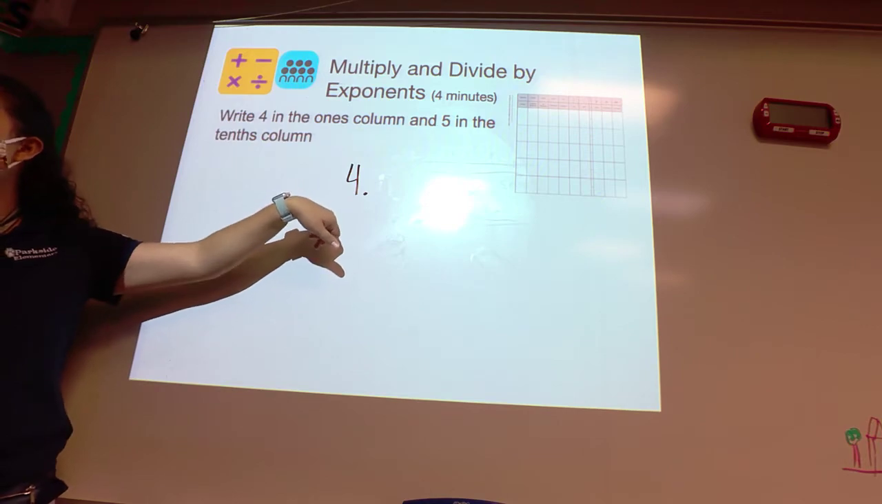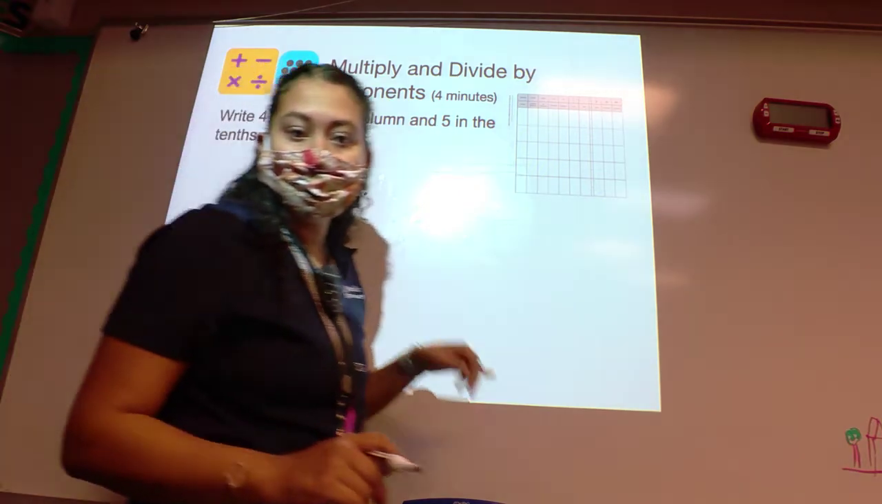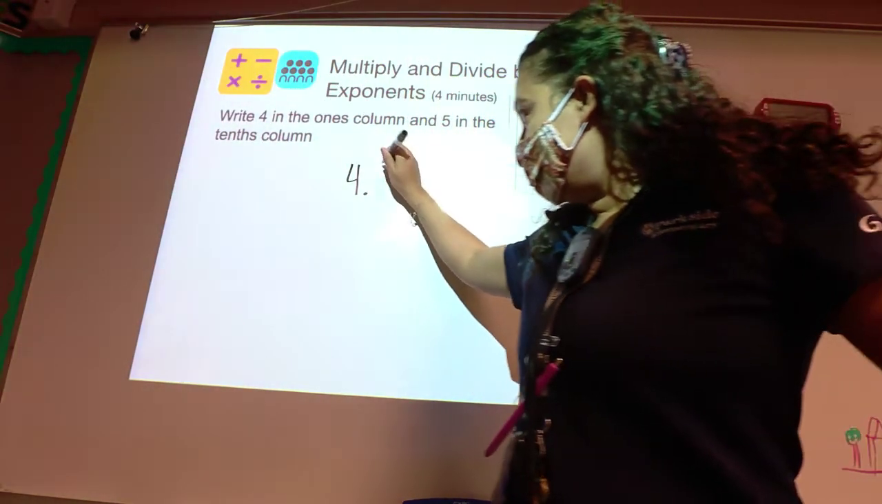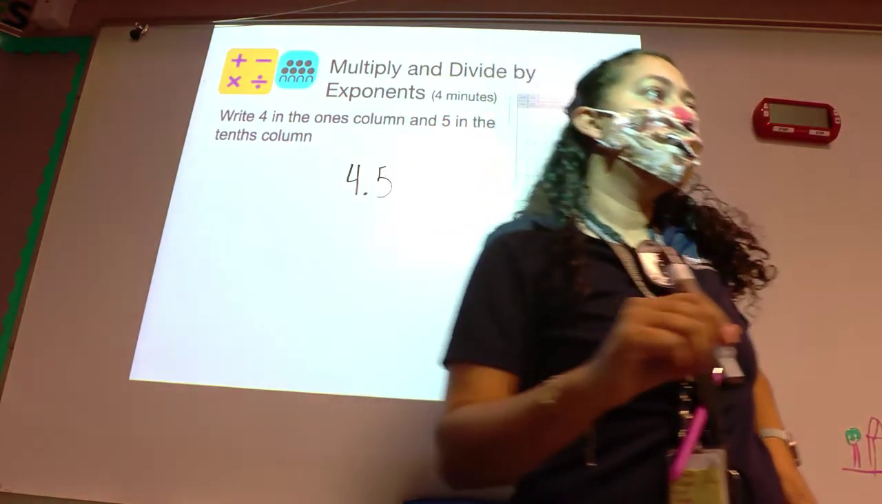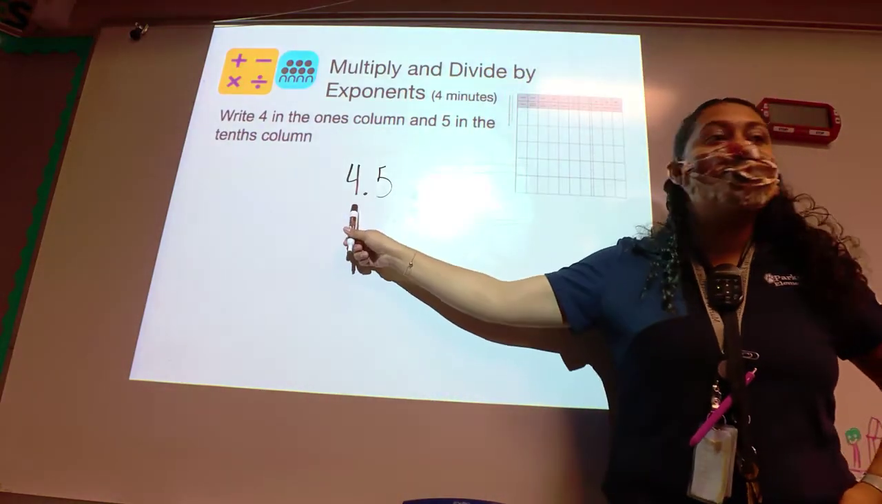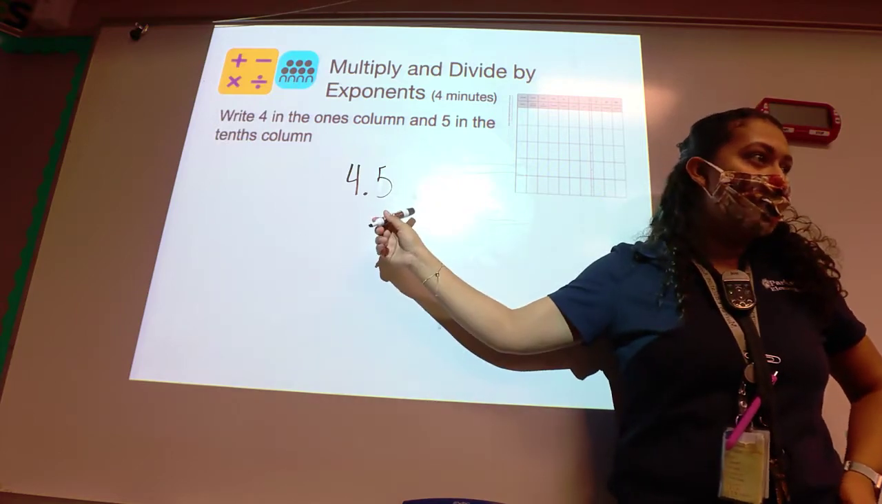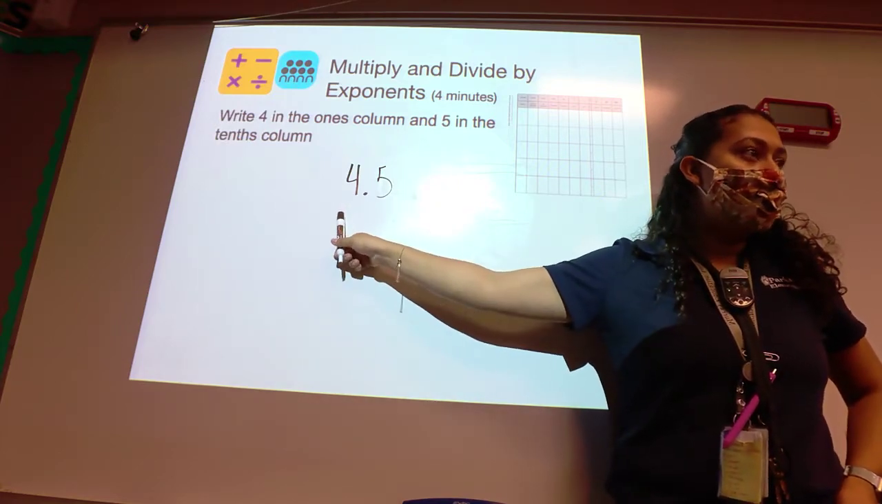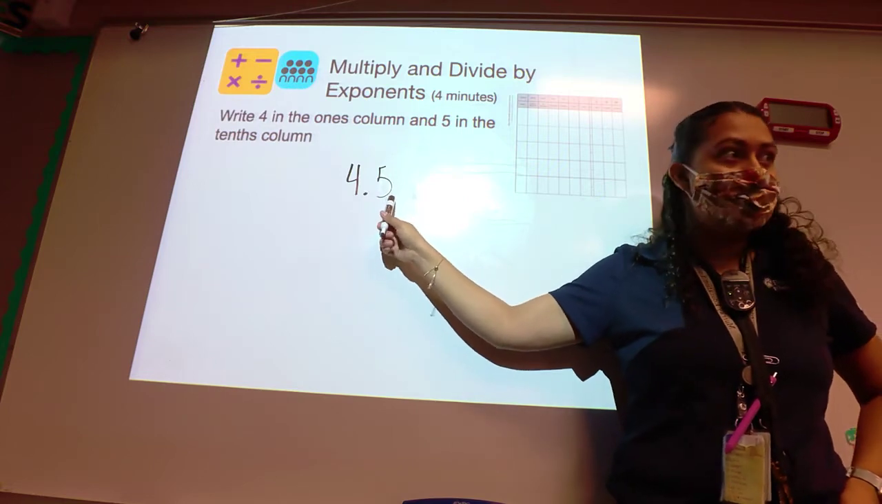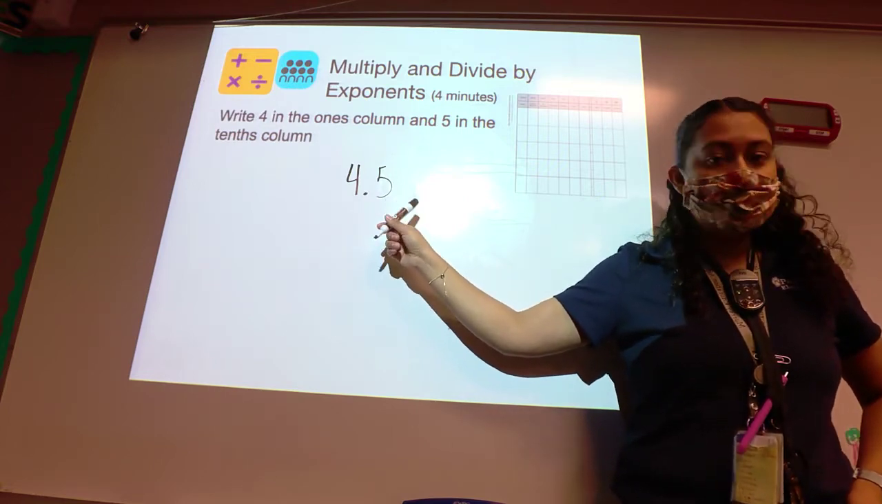4 in the ones column. Quickly, Sophie. And 5 in the tenths column. So you should have 4 ones, 5 tenths. How do we say this number? Elian, write it down. 4 and 5 tenths. Okay?